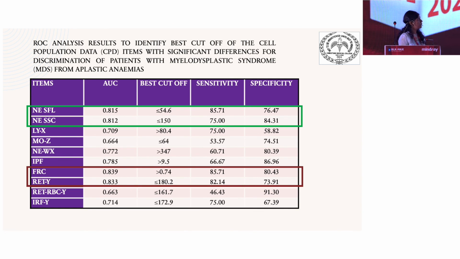We also did the ROC curve and found out the sensitivity and specificity of all these parameters. We found that FRC and RET-Y had the best area under the curve of 0.839 and 0.833 respectively. FRC had a sensitivity of 85% and specificity of 80%. RET-Y had a sensitivity of 82% and specificity of 73% to differentiate between aplastic anemia and myelodysplastic syndrome. Neutrophil SFL had a sensitivity of 85% and specificity of 76%, whereas side scatter had a sensitivity of 75% and specificity of 84% respectively.